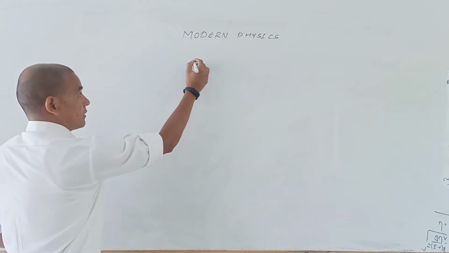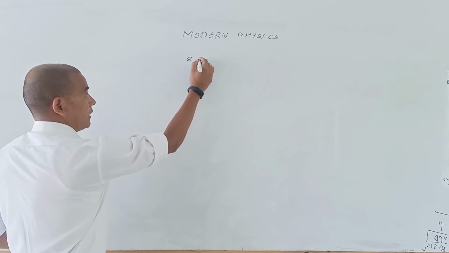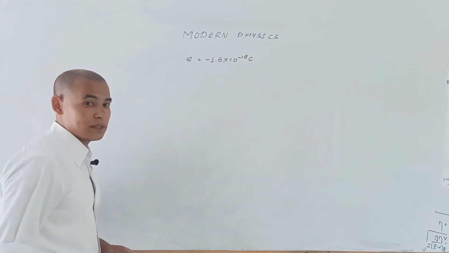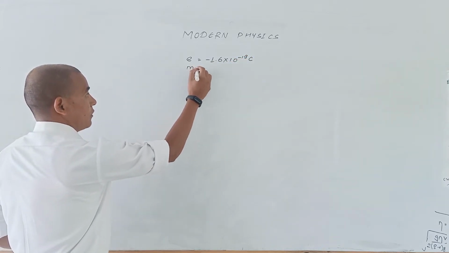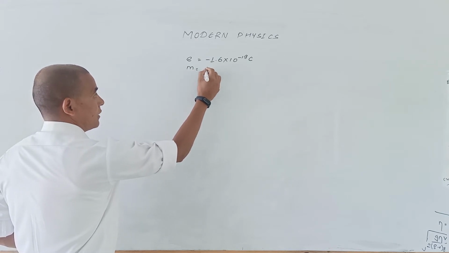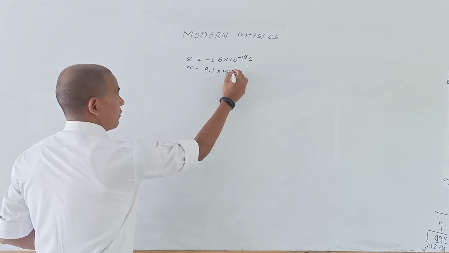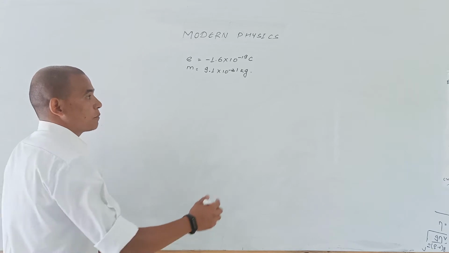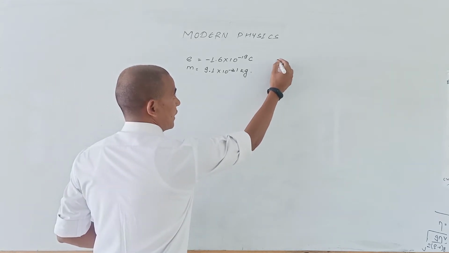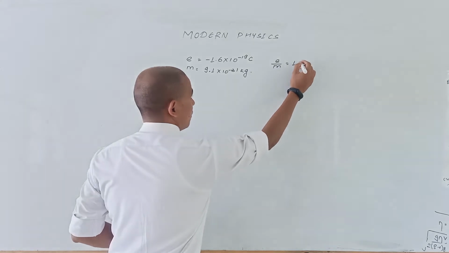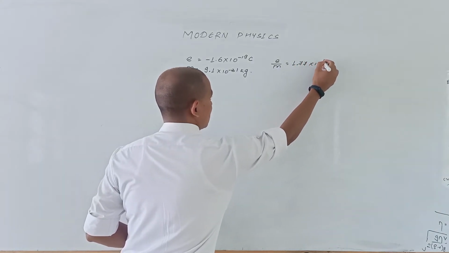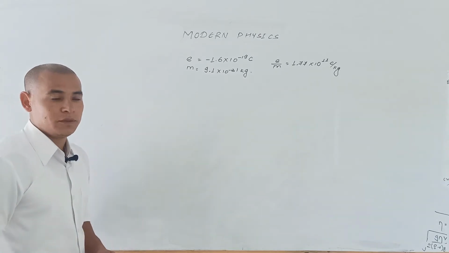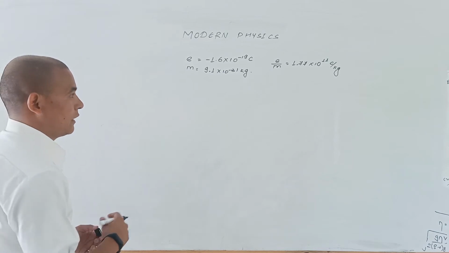As we have already discussed, the charge of an electron e equals minus 1.6 into 10 to the power minus 19 coulomb, and the mass of an electron is 9.1 into 10 to the power minus 31 kg. Likewise, the specific charge of an electron, that is e by m, equals 1.77 into 10 to the power 11 coulomb per kg.